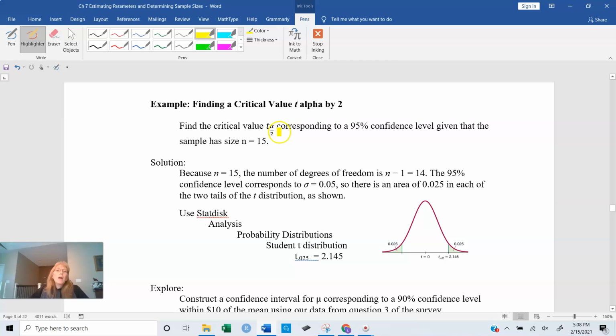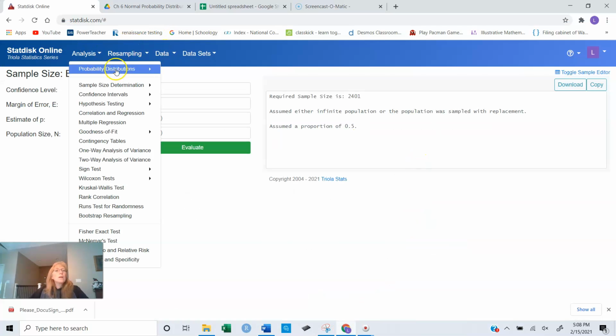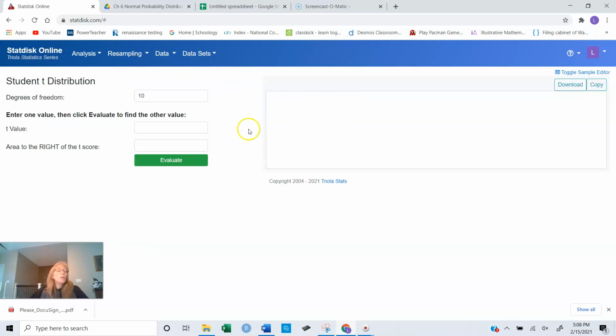Here we go. We want to find the critical value t of alpha over 2 for a 95% confidence interval, given that the sample size is n equals 15. We will do this in StatDisk, so make sure you have StatDisk open. Go to Analysis, Probability Distributions. This kind is called the student t distribution. Degrees of freedom is n minus 1, so for 15, degrees of freedom is 14.